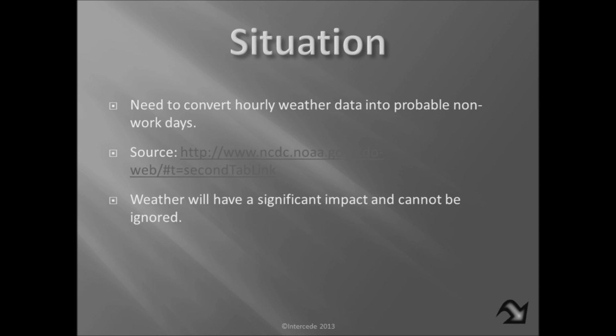Now, like I said before, what we're going to do is go to the actual NOAA hourly data. In this case, it's going to be from 1962 to 2011, approximately a 50-year period. And from this data, we're going to then construct our weather calendar.